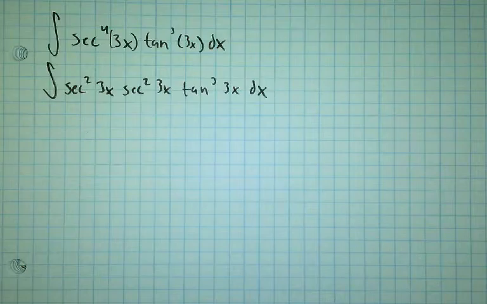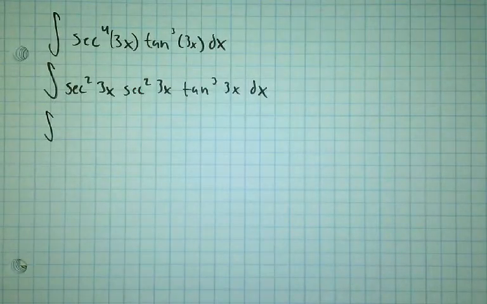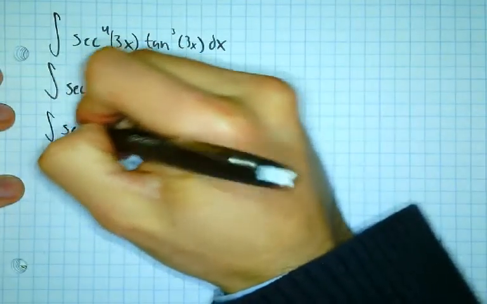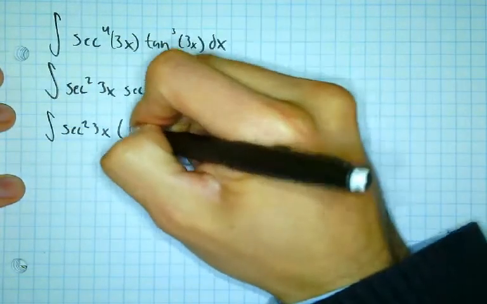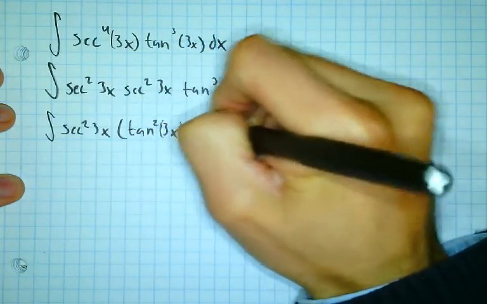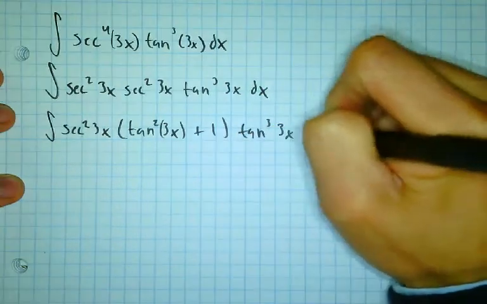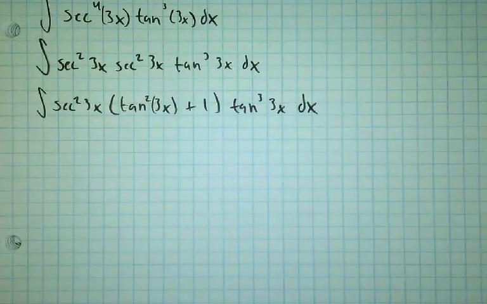Turn it into tangent squared 3x plus 1 in this case, right? So we're going to keep 1. This one becomes tangent squared 3x plus 1 times the tangent cubed 3x dx. Once you do that, the rest of this should start cleaning up pretty nicely. Which means we just have to multiply, just got to do some arithmetic, and things should start looking better.